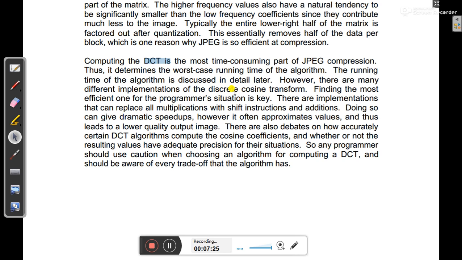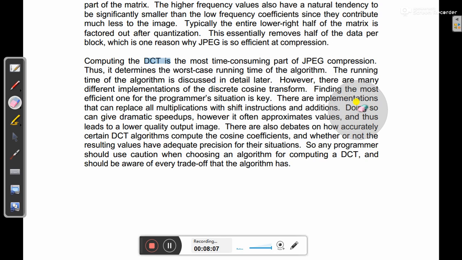That is also a very important matter to understand, that you might change something or add something. Here one example is that you might replace these multiplications with shift instructions and additions in the algorithm, which might reduce the time and increase the speed up, but in that way you will lose some information because you are going to take the approximate values only, and thus it will lead to a lower quality of output image. So that is also an important matter to be concerned about.